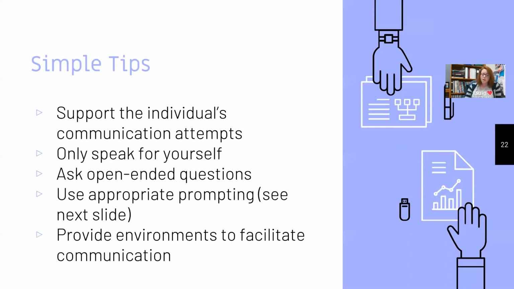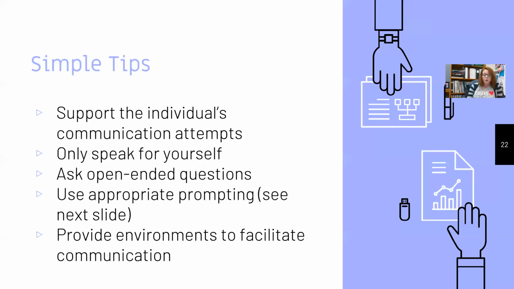Only speak for yourself. So you should never be working with a student's device, and if somebody asks the student a question, like what's your favorite color, putting your voice or your choices onto the student, if that makes sense. So you can model, like, my favorite color is green, but you want to make sure that what the student is saying, what you're helping them say, is what they want to say, and it's their voice and their choice. Ask open-ended questions of the student. So don't stick to yes, no. Yes, no is important, but it's definitely not the only thing that we need to be able to do. So focus on asking those open-ended questions.